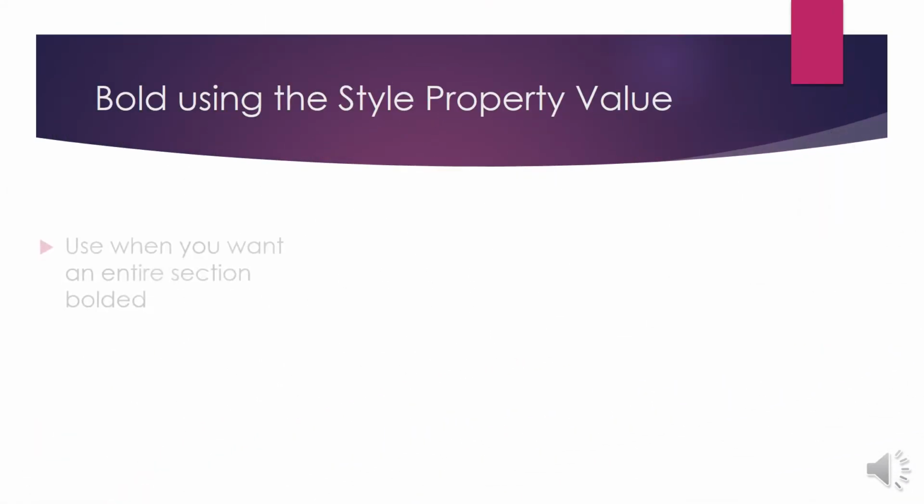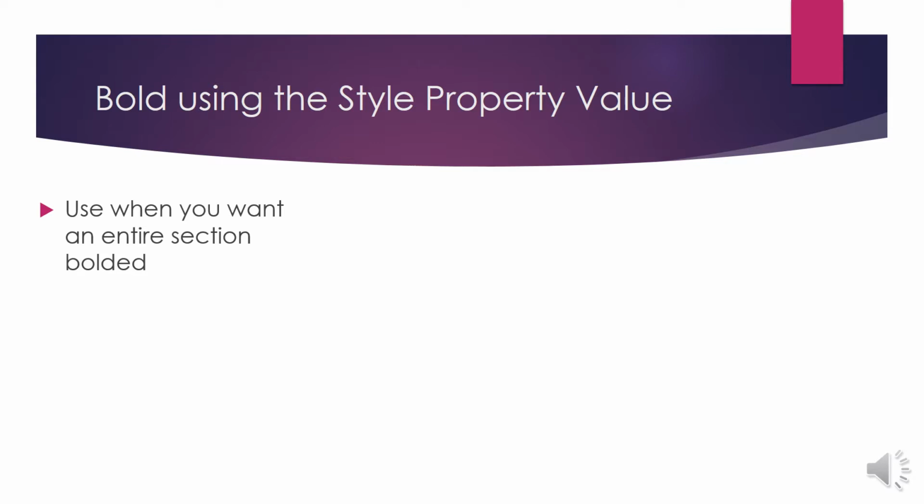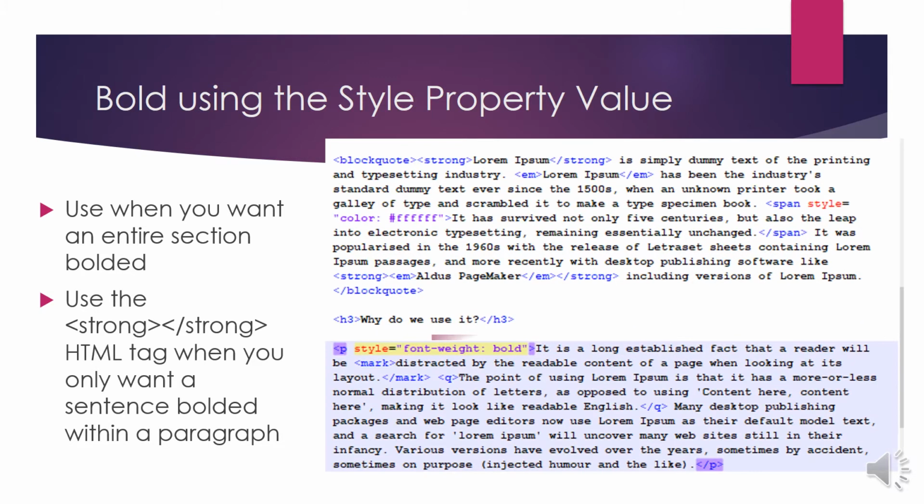The same thing holds true for bolding. If you want an entire section bolded, you can use the style property tag. So if you go to the paragraph tag, you'll have style equals font-weight colon space bold. Anything between the opening and closing paragraph tag will now be bolded. If you go back up and look at the strong tag, you know that you have more control using the strong tag. You can pick and choose what you want bolded, whereas when you put it inside the paragraph tag, it will bold the entire tag.